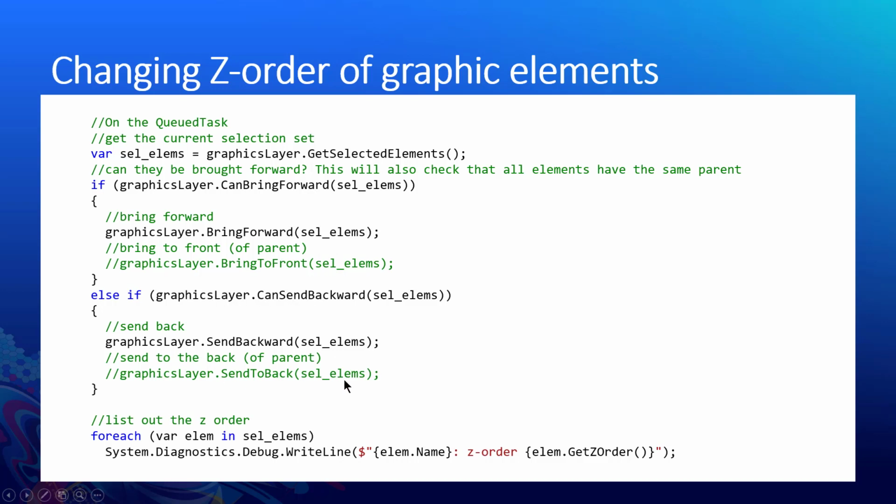Similarly, in the code block below, I illustrate how you can send elements backward using the send backward method. The last line over here, I show you how you can get the Z order of an element using the getZOrder method. This would be helpful for debug purposes.